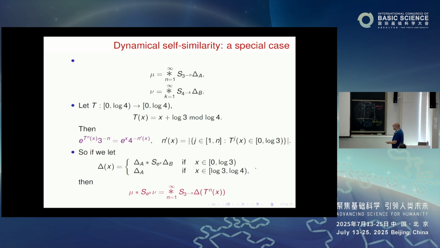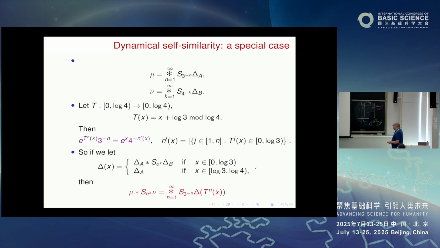And I have expressed them in the following way. We have an infinite convolution as before. We have scaling lambda to the n as before. Lambda is 1/3. But instead of having a constant atomic measure delta, we have an atomic measure that is actually a function on our phase space, which is the circle 0 log 4.